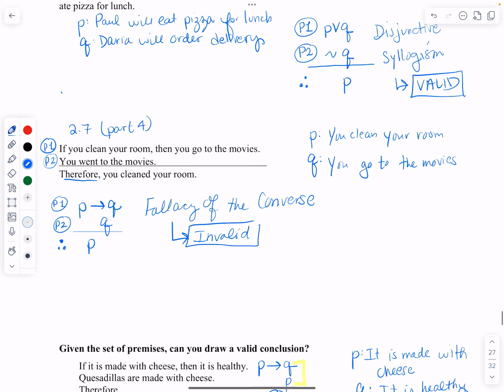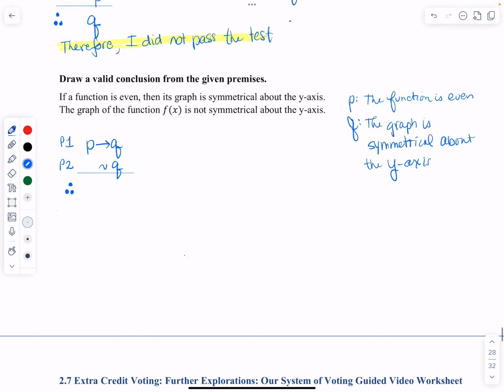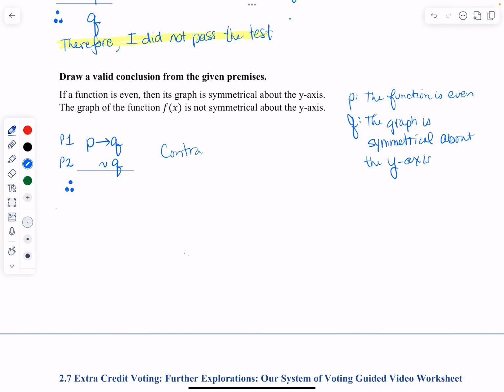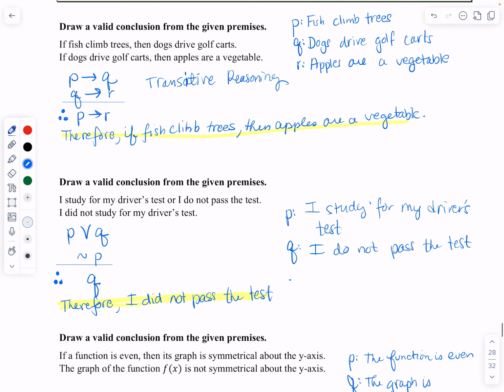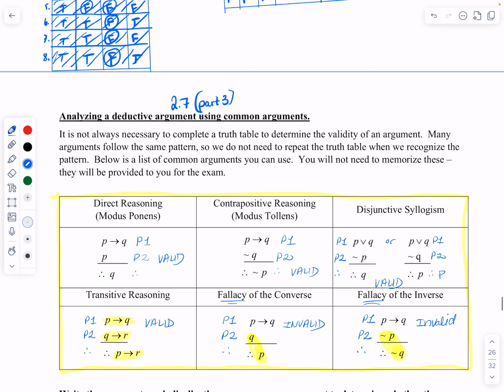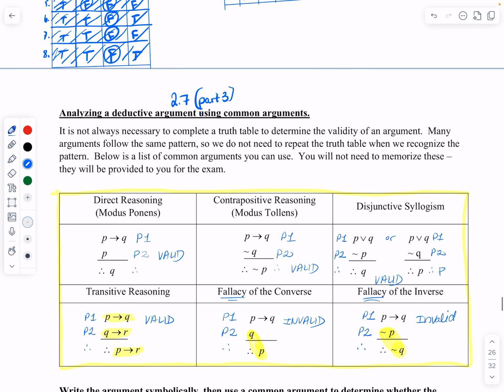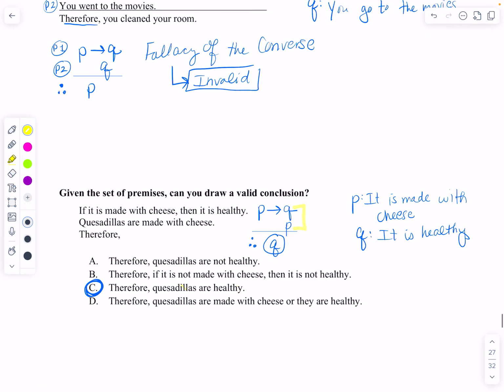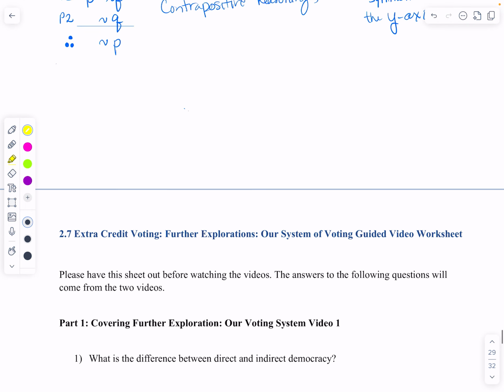So, contrapositive reasoning. Let's go back and do that. So the conclusion is negation p. Okay, and I'm just going to make sure really quick, but I'm pretty sure that's what it is because the contrapositive is if q then p. Sorry, it is not that. Negation q then negation p is what I meant to say. Okay, so I was right. It is negation p.